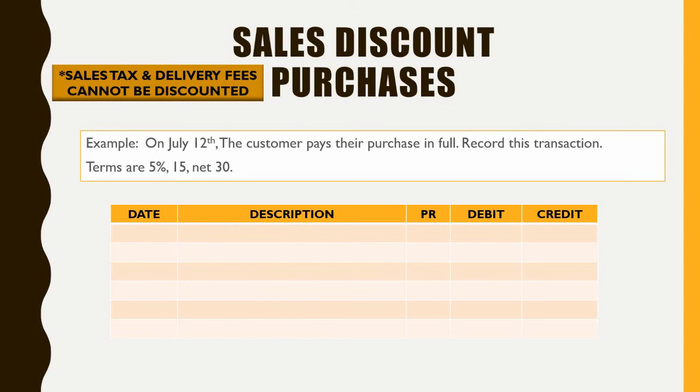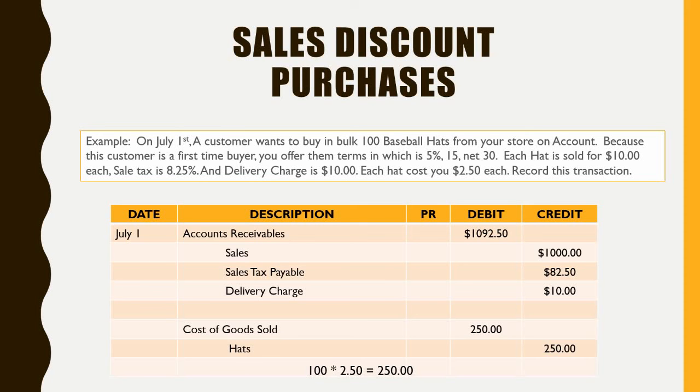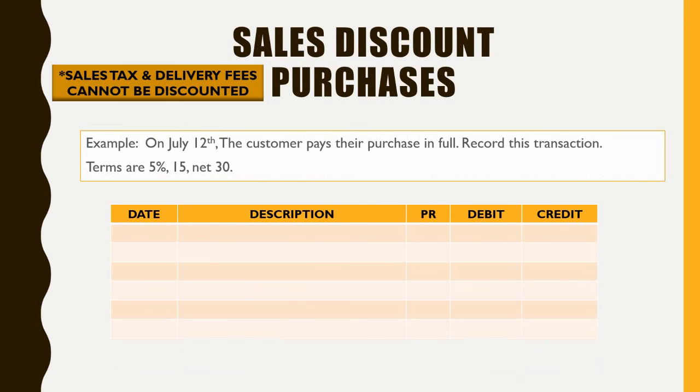So once again, scenario number one, let's say this customer decides to pay on July 12th. They pay what they purchased from us in full, record this transaction, and the terms were once again 5/15, net 30. So again, we originally sold to them on July 1st. They paid on July 12th, so they made the discount due date.